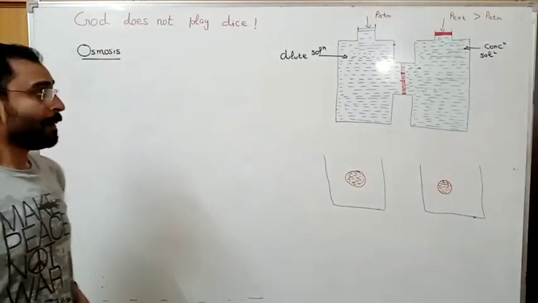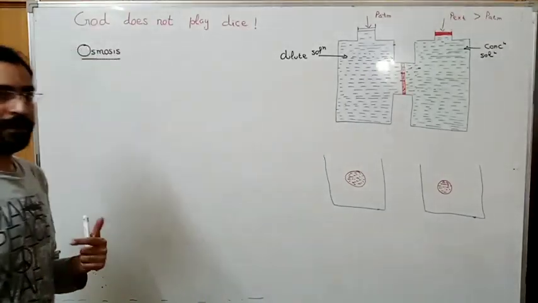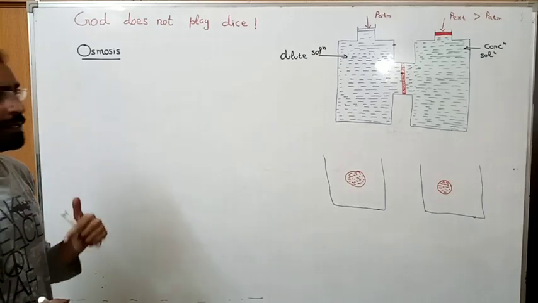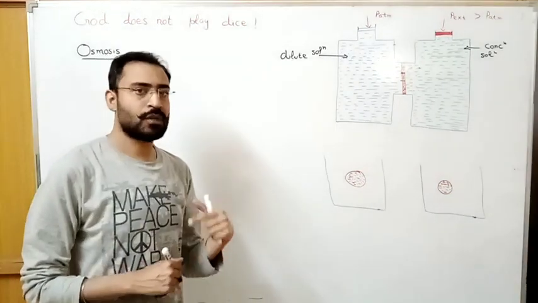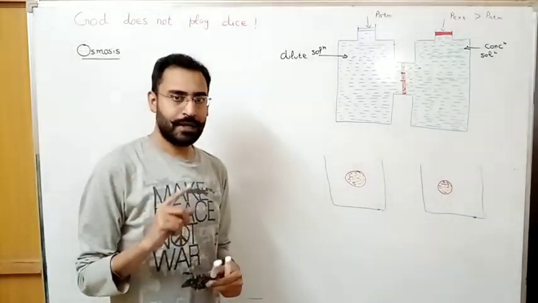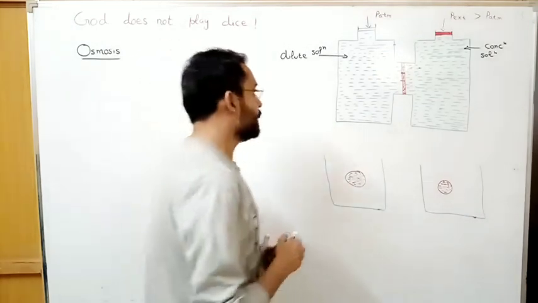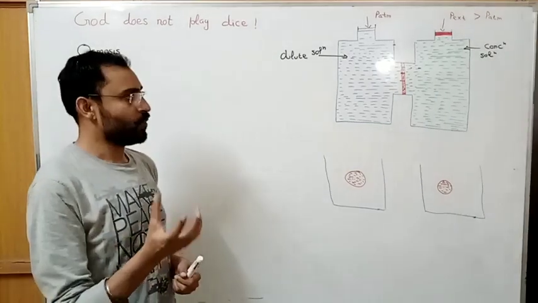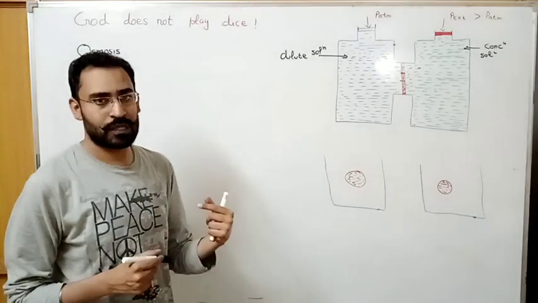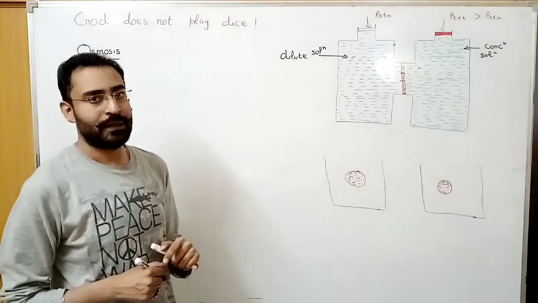Good morning, students. Today I am going to take up the topic of osmosis and then osmotic pressure. Osmosis is the phenomenon of flow of solvent molecules from a dilute solution into a concentrated solution through a semi-permeable membrane. A semi-permeable membrane is one which allows only selective particles. In case of osmosis, it allows only solvent molecules to pass through it.